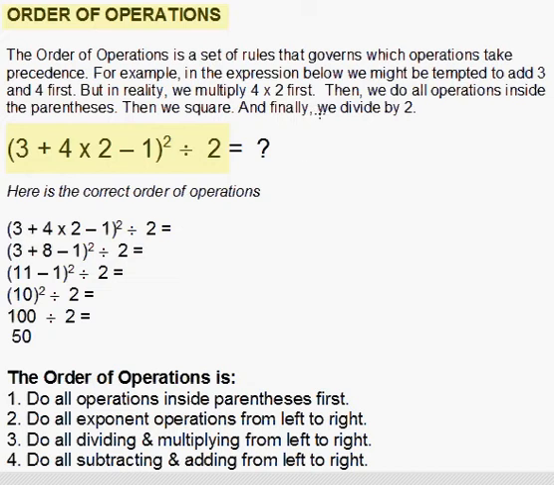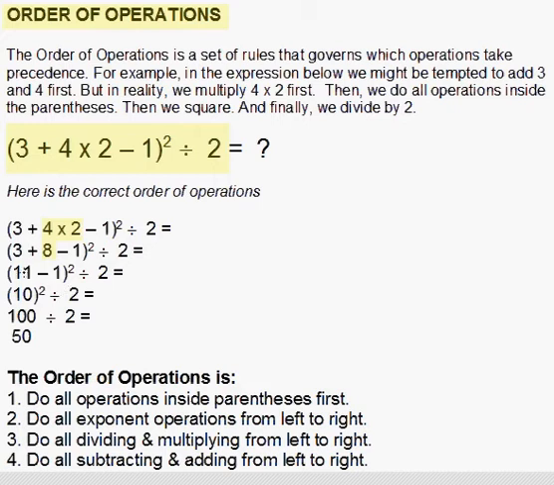We do exponent operations before multiplying and dividing. We do multiplying and dividing before we do adding and subtracting. So we follow that order. We do all the operations in the parentheses: 3 plus 4 times 2 minus 1. Within the parentheses, we do the multiplying before we add and subtract. So we do that 4 times 2 first, and that gives us 8.